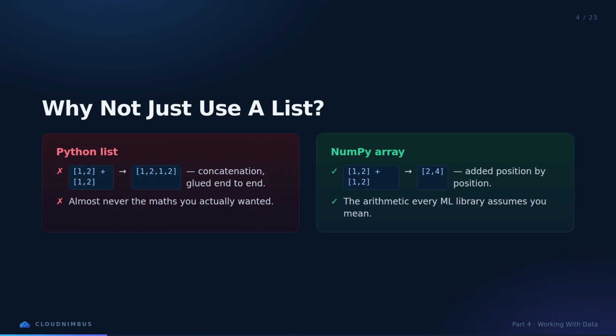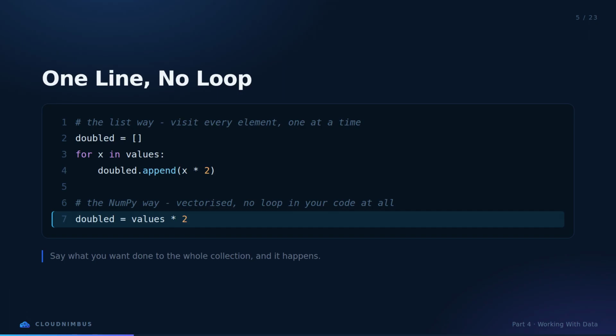Every array also carries a shape, how many elements it holds along each dimension. A simple list of numbers has a shape like 4, meaning 4 items in a row. Real data is almost always 2-dimensional, rows and columns, exactly like a spreadsheet. A shape of 2 by 3 means 2 rows, 3 columns. You will check shape on nearly everything you load for the rest of your career, and today you start that habit. Now, here's the claim everyone makes about NumPy.